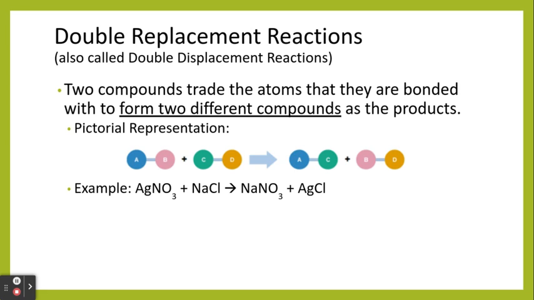Okay? So if we look at our example here, silver nitrate and sodium chloride react to give us sodium nitrate and silver chloride. One key thing here with double replacement reactions, your cations still need to bond to an anion. They can't be two cations together as the products, because we know opposites attract, so the positive ones need to be with the negative still.